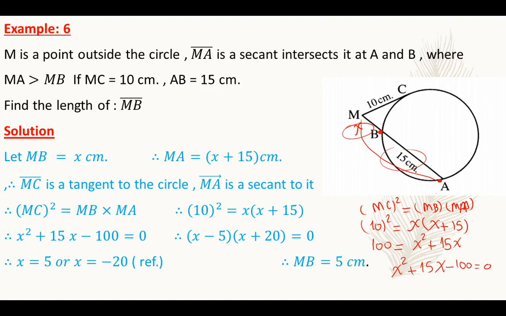Then by using your calculator, mode 5-3, you can find that x equals 5 or x equals negative 20. x equals negative 20 is refused because x is the length of MB, so MB equals 5 centimeters. Okay, let's go to another example. Okay, let's start another idea.